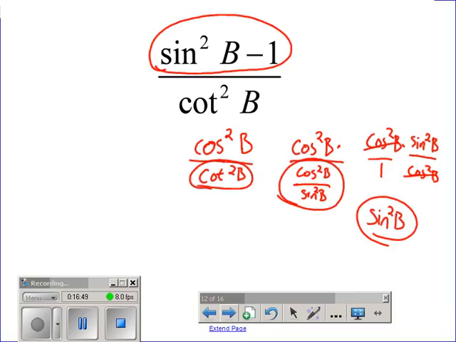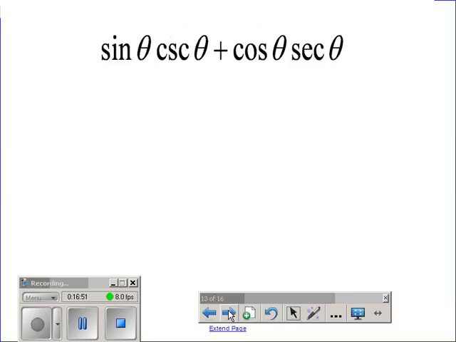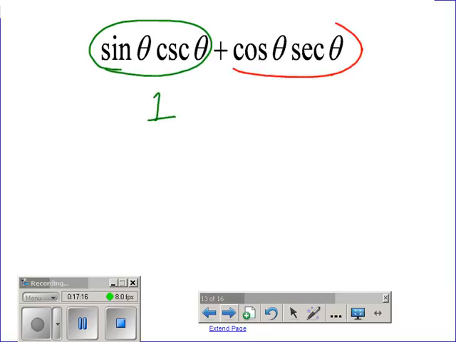As we move forward, now we've got a reciprocal problem. You could change this into sines and cosines, but there is a simpler way of looking at this. Remember how these are related: sine and cosecant are reciprocals of one another. So when I multiply reciprocals, I always just get 1. Cosine and secant are also reciprocals. So I'm going to have 1 plus 1. It's as easy as your first grade teacher taught you. 1 plus 1, 2. There's your answer.